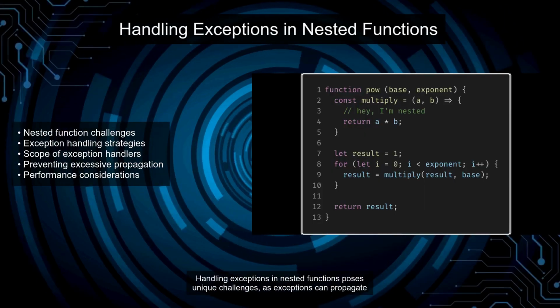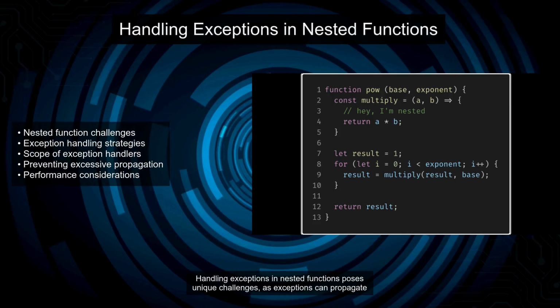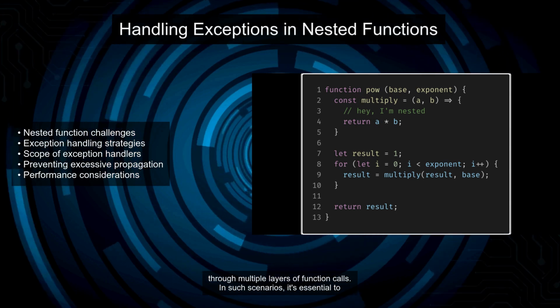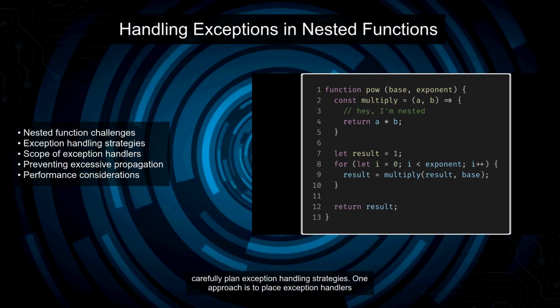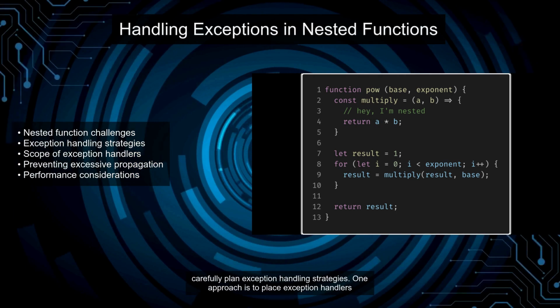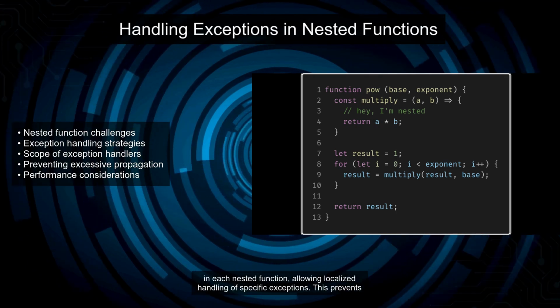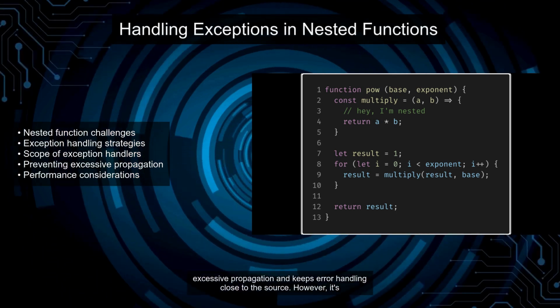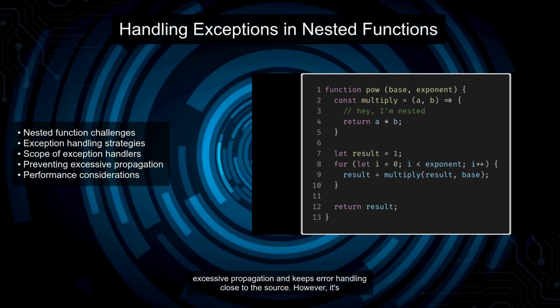Handling exceptions in nested functions poses unique challenges, as exceptions can propagate through multiple layers of function calls. In such scenarios, it's essential to carefully plan exception handling strategies. One approach is to place exception handlers in each nested function, allowing localized handling of specific exceptions. This prevents excessive propagation and keeps error handling close to the source.